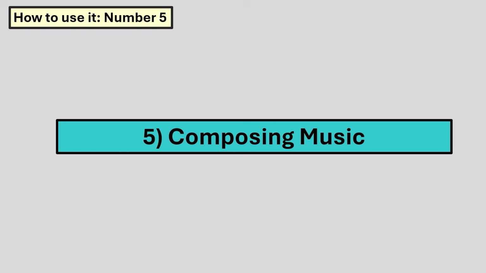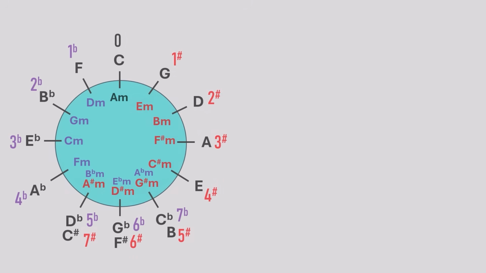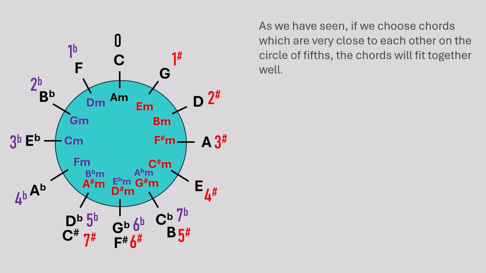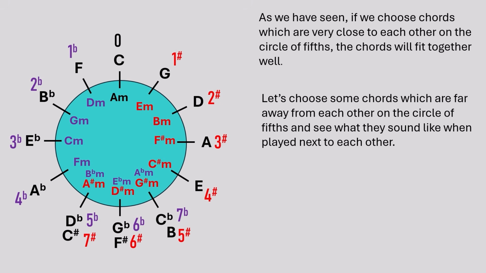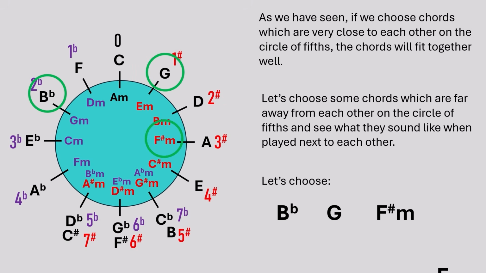Finally, we're going to look at using the circle of fifths to compose music. As we have seen, if we choose chords which are very close to each other on the circle of fifths, the chords will fit together well. Let's choose some chords which are far away from each other on the circle of fifths and see what they sound like when played next to each other. Let's choose B flat, G, F sharp minor, and E. Let's have a listen.